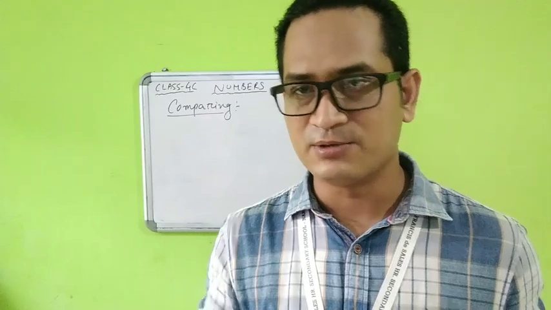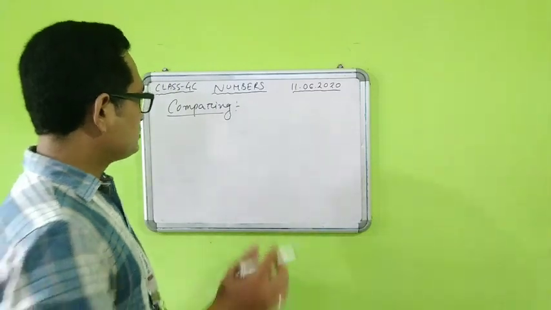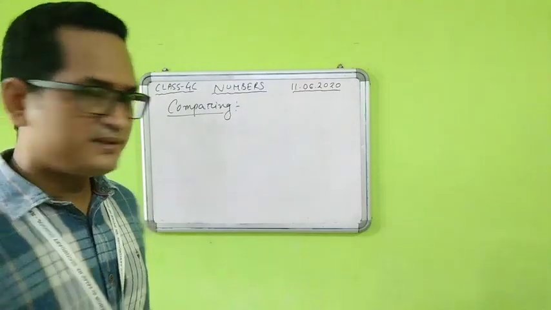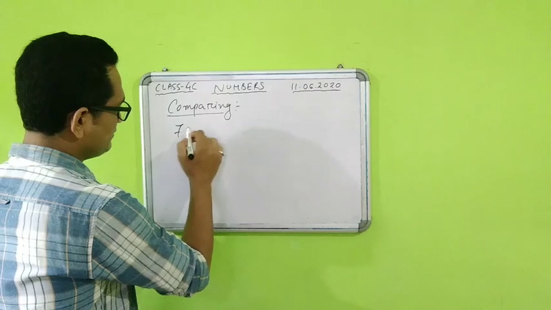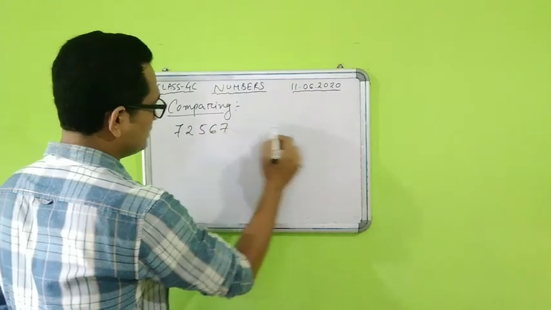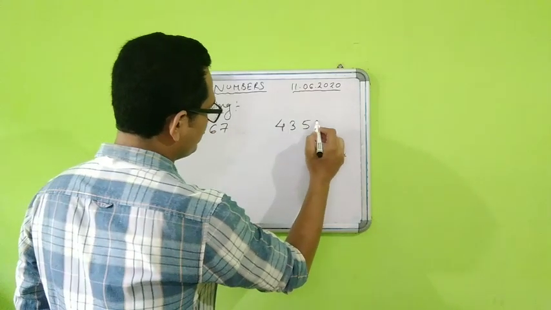Comparing. Now comparing means what? Compare means to find out the greater or the smaller among two numbers, or among 3, 4, 5 numbers. That which one is the greatest one, which one is the smallest one, to compare. Fine. So that is called comparing. So let us take two 5-digit numbers. Say I am taking here 72,567 and say 43,592.